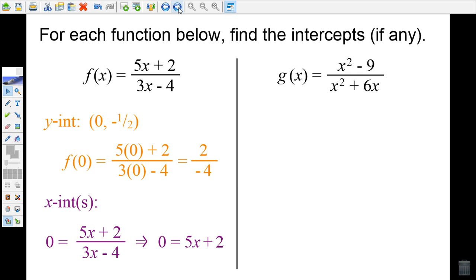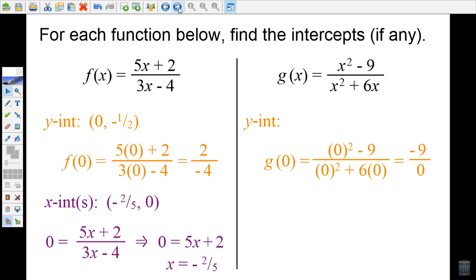So our shortcut from here on out to find an x-intercept, we do the numerator equal to 0, solve that. So if I solve 0 equals 5x plus 2, I get x equals negative 2/5, giving me the coordinate point x is negative 2/5, y is 0. And that's it for finding the x-intercept. All right. Now there can be more than one x-intercept, which you're going to see in g of x. But let's go back and do y-intercept first, because that one's usually a little bit easier.